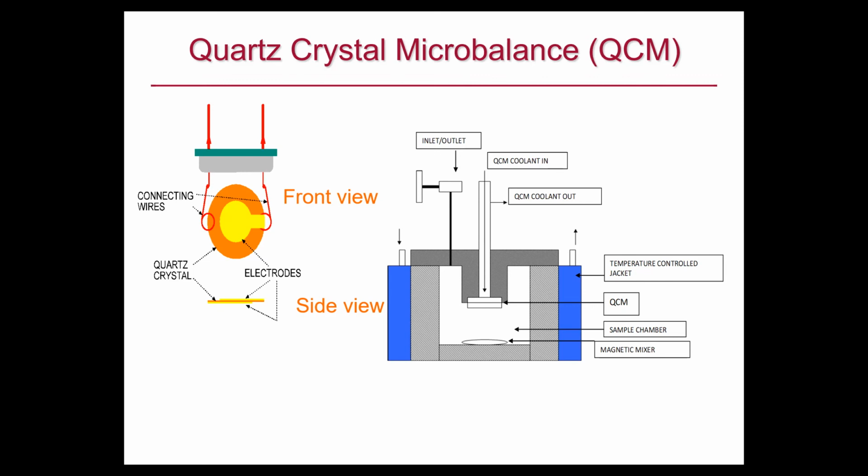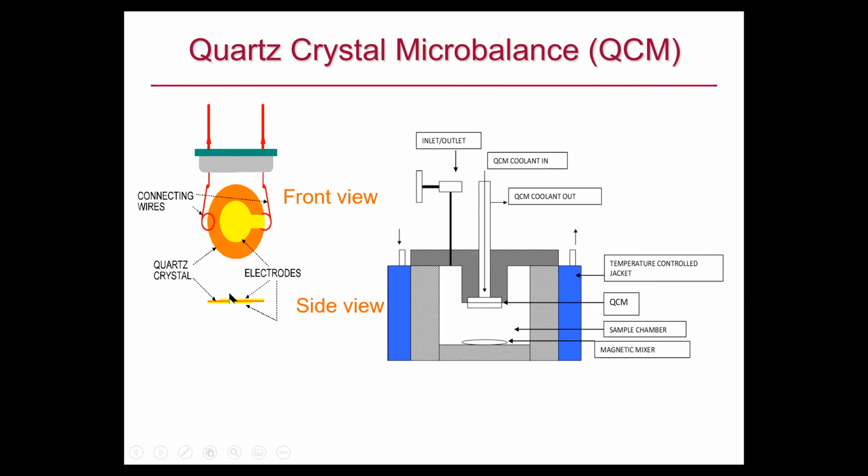Okay, so here the quartz is here, and we apply a voltage. As we apply voltage, it has a resonant frequency, and the resonant frequency is a function of the density of the oil, viscosity of the oil, and mass of the quartz. Okay, the mass of quartz has a stronger effect on the resonant frequency. So this is the front view. This is the side view.